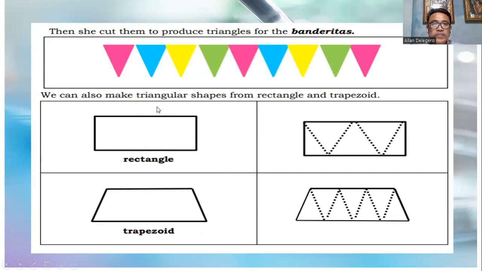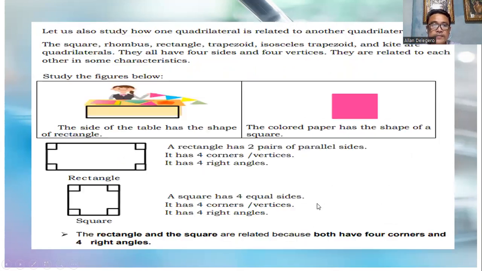We can also make triangular shapes from rectangle and trapezoid. This is the rectangle. We divide it 1, 2, 3, 4, and 5. So the rectangle is divided into 5 triangles. Another one is the trapezoid. 1, 2, 3, 4, 5, 6, 7 triangles.